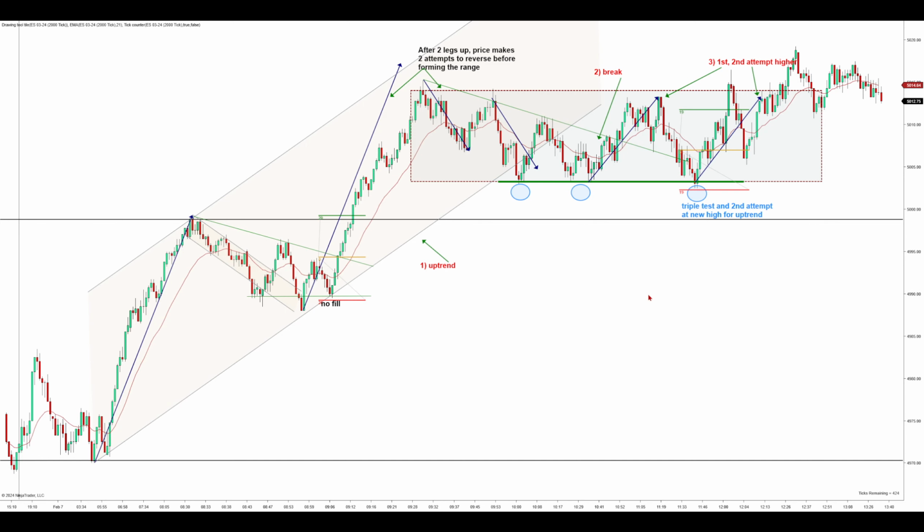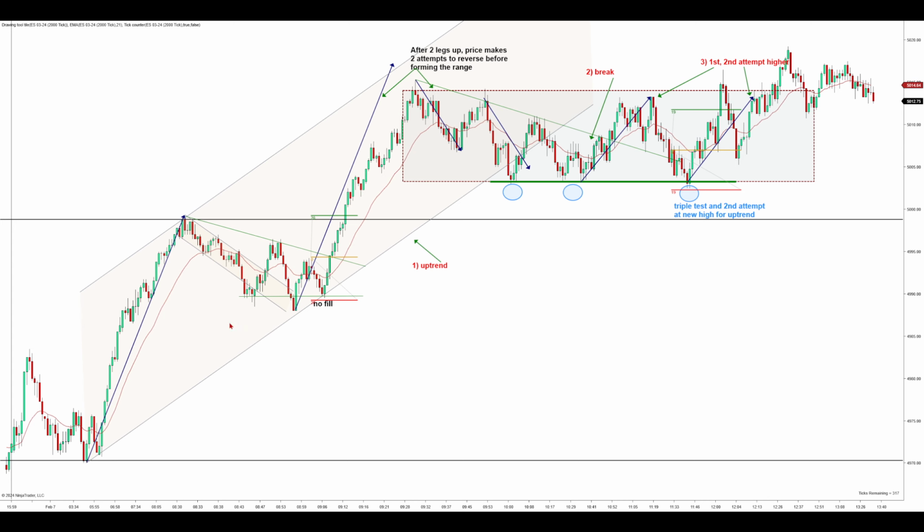Hey y'all, I'm trading the ES Futures on a 2000 tick chart with a 21 EMA. So yeah, it's been a while since I've uploaded anything. I didn't intend to take this much time off, but I took some time off and then it just kind of went on longer than I was expecting, delaying getting back into it.